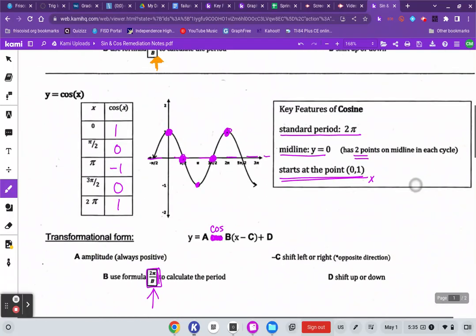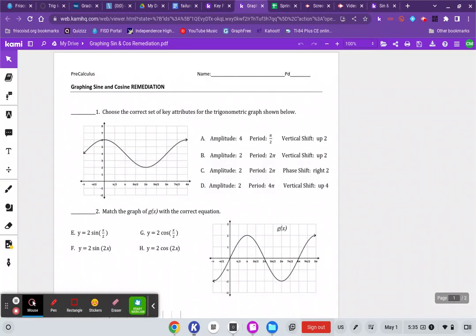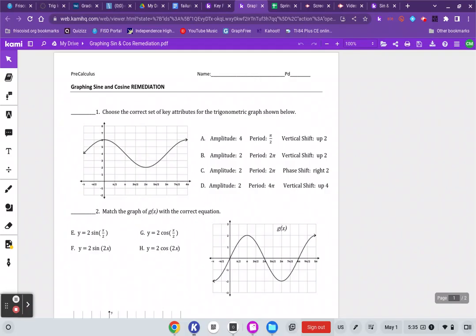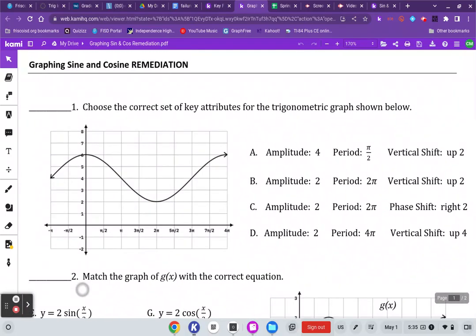Okay, so using these pieces of information, using these basic notes, we're going to go over to the graphing sine and cosine practice sheet and take a look at some graphing questions. Our first question here asks us to choose the correct set of key attributes for this trig graph. They've given me a picture of a graph.